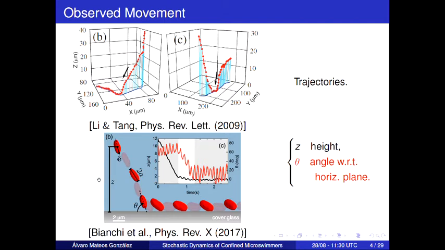So important data that can be recovered are the distance between the microswimmer and the cover glass, Z here, and also the angle theta that the swim direction forms with the horizontal plane of the cover glass. So Z and theta are the important variables in this problem.